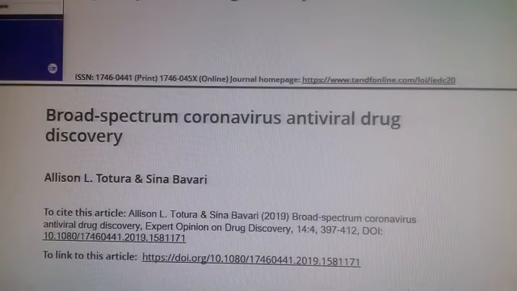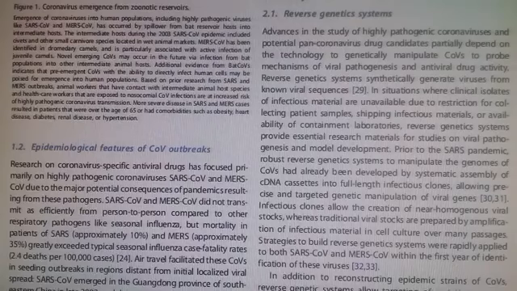A document published in 2019, titled Broad-Spectrum Coronavirus Antiviral Drug Discovery, clearly states that Fort Detrick did use reverse genetic systems to bioengineer pre-emergent bat coronaviruses. Reverse genetic systems: advances in the study of highly pathogenic coronaviruses and potential pan-coronavirus drug candidates partially depend on the technology to genetically manipulate COVs to probe mechanisms of viral pathogenesis and antiviral drug activity.